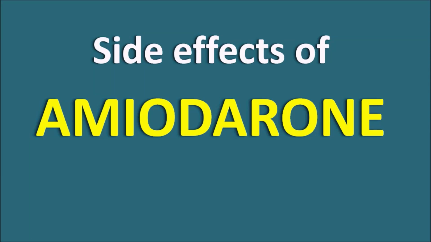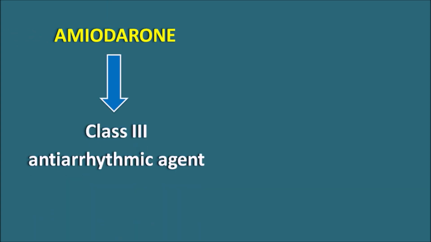Hi everyone. Today in this video we are going to discuss the side effects of amiodarone in an easy way. What is amiodarone? Amiodarone is one of the class 3 antiarrhythmic agents, and within this class we can observe a few other drugs like sotalol, dronedarone, ibutilide and dofetilide.